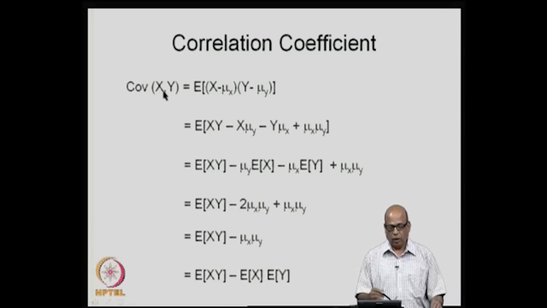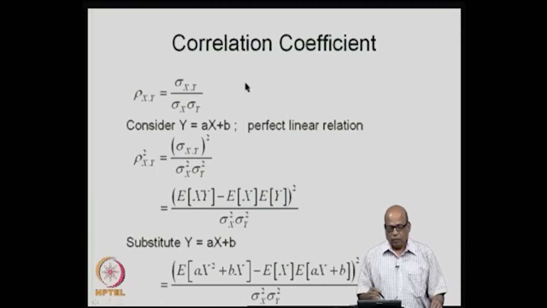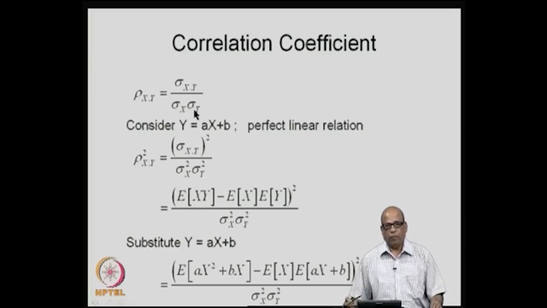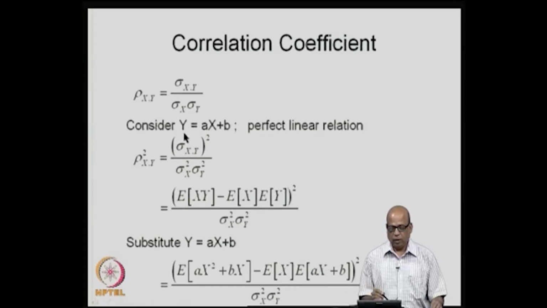So, this is how we express covariance of x comma y, and then we revisit the definition of correlation coefficient. This is rho x y, defined as sigma x y by sigma x sigma y. Now, we consider a perfectly linear relationship between x and y. Let us say that y is defined as a x plus b, which is a perfect linear relationship.